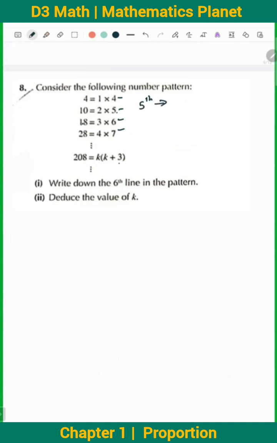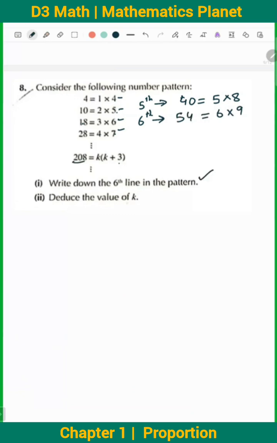5 into 8. That will be 5 into 4, 5, 6, 7, 8, and it would be equal to 40. What will be the 6th line now? 6 into 9, which will be equal to 54. So we are done with the first part.